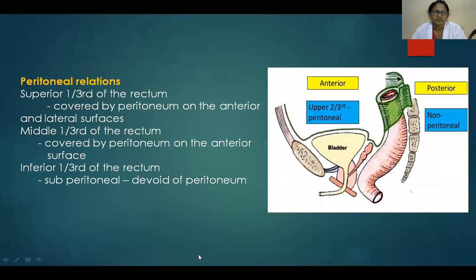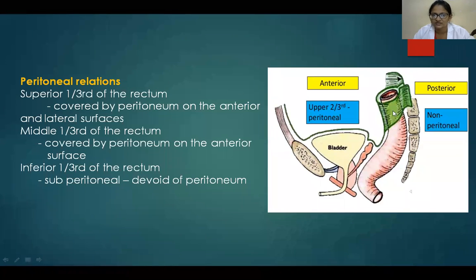Next, coming to the relations of the rectum. First we are going to discuss the peritoneal relations. The green color indicates the peritoneum. This is the rectum, which is divided into three parts: superior one third, middle one third, and inferior one third.